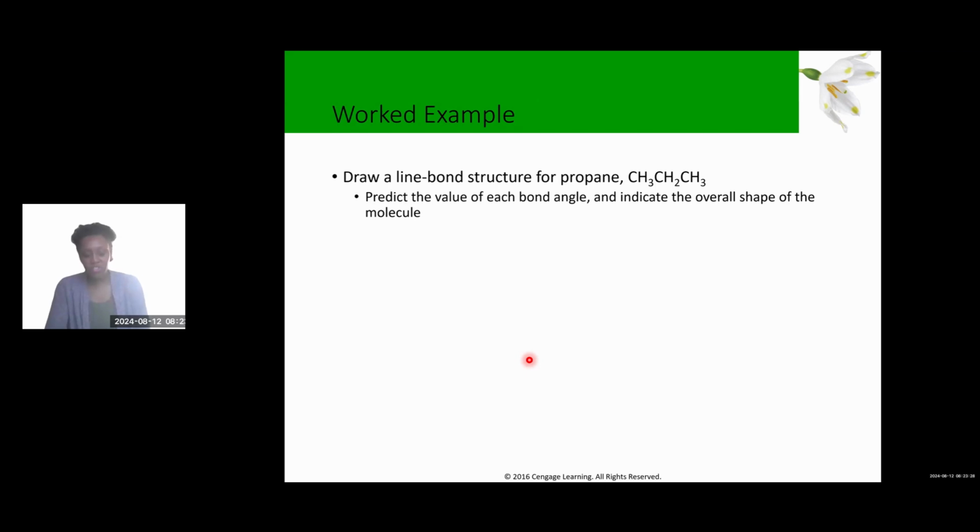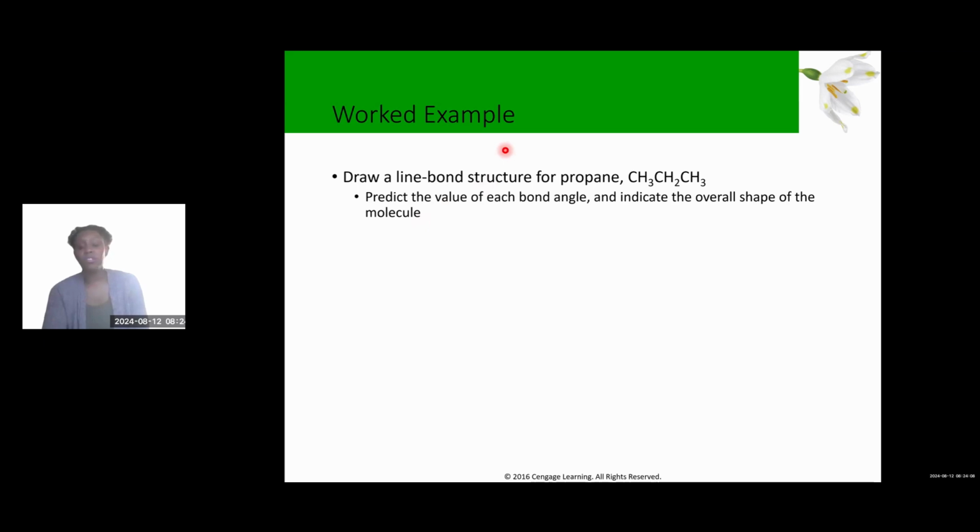Okay, so now let us do a work problem. It says draw a line bond structure for propane. Now we haven't talked about naming hydrocarbons yet, we'll talk about that a little bit later, but this right here is the condensed structure. So you're going to take this condensed structure and try to draw a line bond structure, which is going to show your carbon and hydrogen bonds, all the individual carbon-hydrogen bonds. And then after that, we're going to predict the value of each bond angle and indicate the overlap shape of the molecule. So let's go ahead and put the structure up.